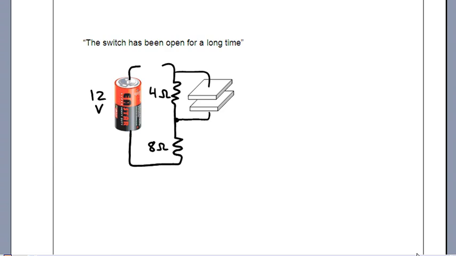And we're going to put a switch in here. That way we can control when things get turned on. At the beginning, the switch is just open for a very, very long time. So it's just sitting there, nothing much is happening. And if it's been sitting there for a long time, you can treat a capacitor just like a voltmeter, just kind of hanging out, sitting here, right?